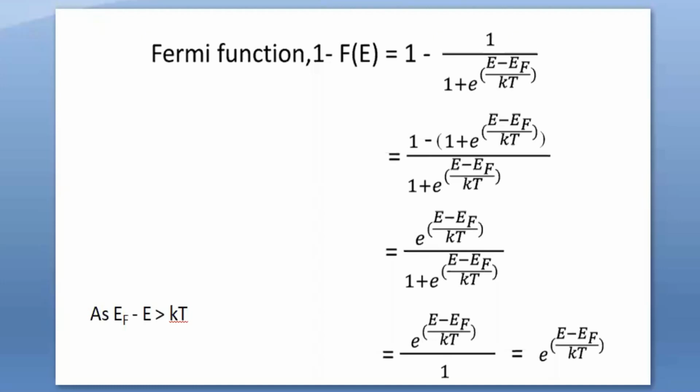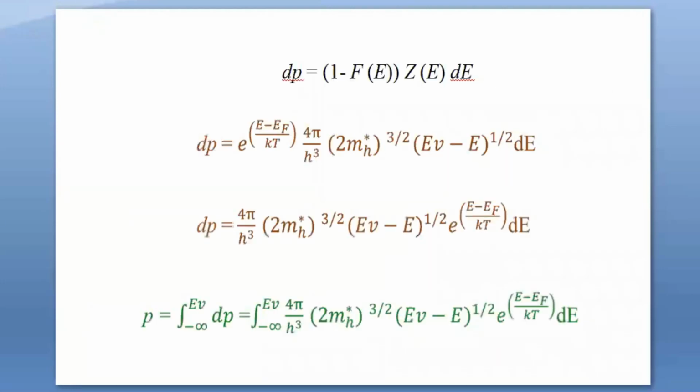Substituting this Fermi function and the density of states in the expression for holes, we get dp equal to 1 minus f of E times z of E dE. So 1 minus f of E is e to the power of (E minus EF) by kT, and z of E dE is equal to 4 pi by h cube, 2 mh star power 3 by 2, (EV minus E) power 1 by 2 dE. Rearranging the terms, this exponential is brought to the last. These are the number of holes present in the small energy range dE.